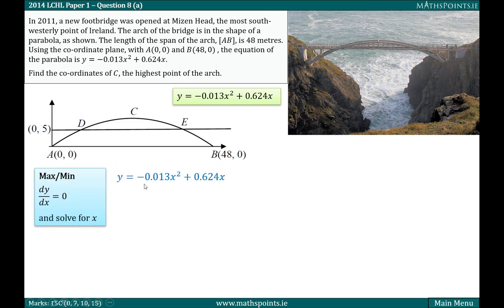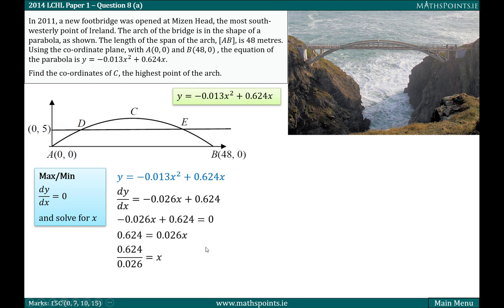So 2 comes down the front and multiplies by minus 0.013 to give us minus 0.026x, and then 0.624x becomes 0.624. So we drop the x when we're differentiating it. Now we're going to let this equal 0, and I'm going to add 0.026x to both sides. I'm going to divide both sides by 0.026, and I figure out that x is equal to 24. And that kind of makes sense.